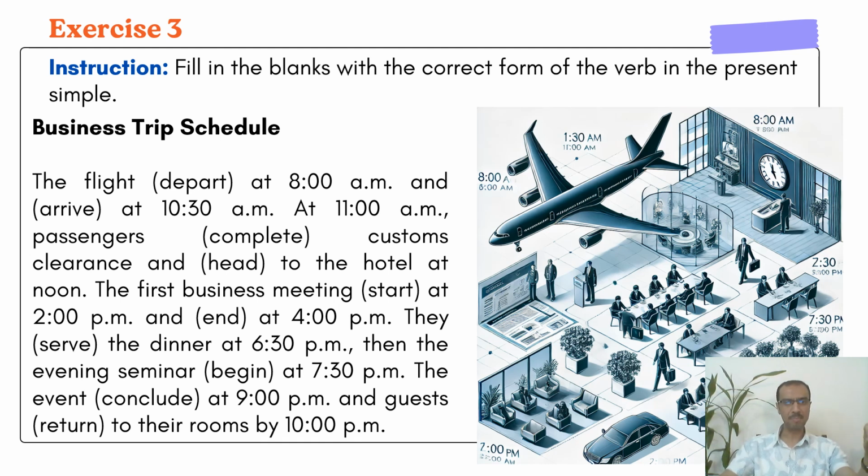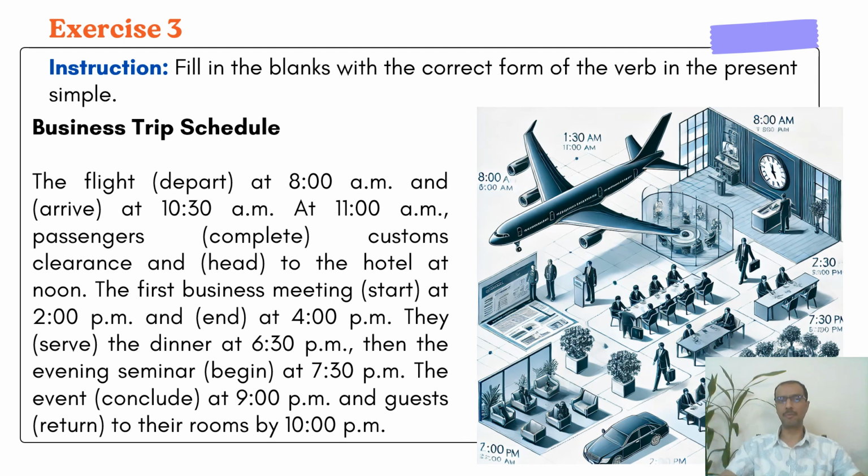The first business meeting start at 2 p.m. and end at 4 p.m. They serve the dinner at 6:30 p.m. Then the evening seminar begin at 7:30 p.m. The event conclude at 9 p.m. and guests return to their rooms by 10 p.m.